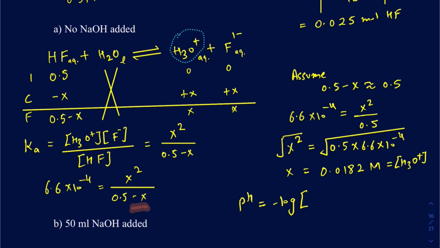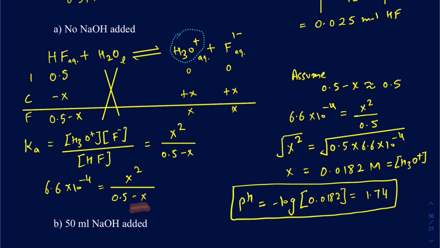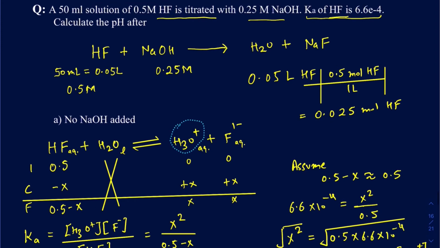Well, I'm just going to write that down here: 0.0182, and that's going to be 1.74. So that's going to be the pH of this solution when there is no base added yet. So then let's move on now.